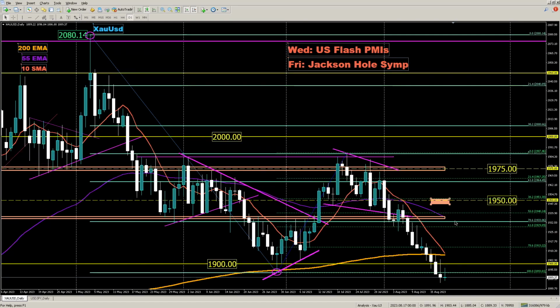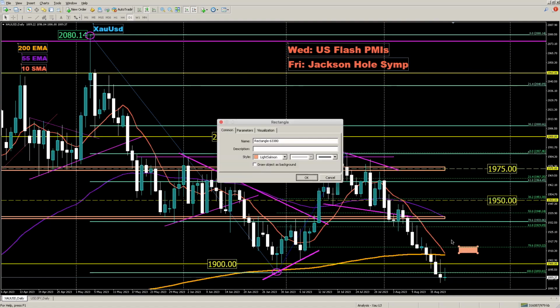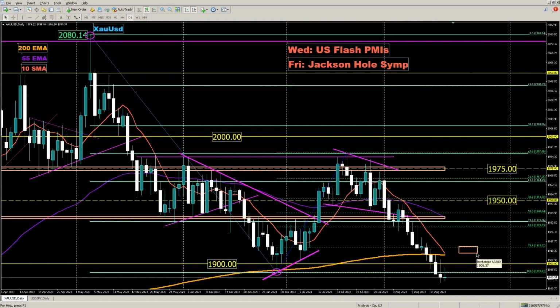And let's mark some of this interim resistance now at the 786, just above the daily 200 EMA. And then a major resistance zone up at the 62 fib retracement at 1929.